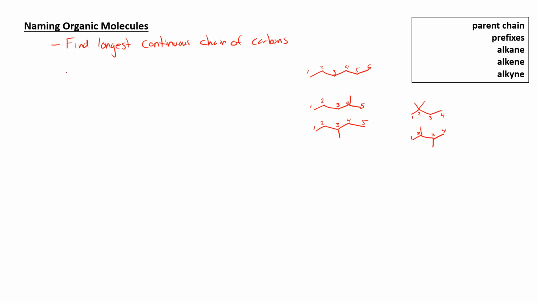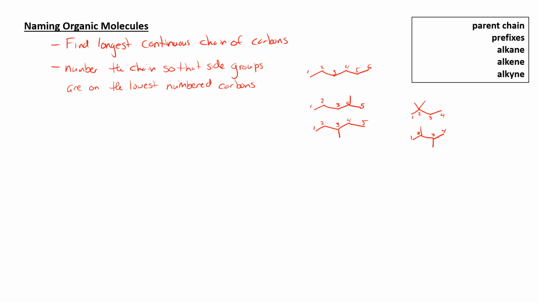All right, the second thing we're going to do is number the chain so that any side groups, right, any carbons that aren't already accounted for, are on the lowest numbered carbons. Okay, so what does that mean?